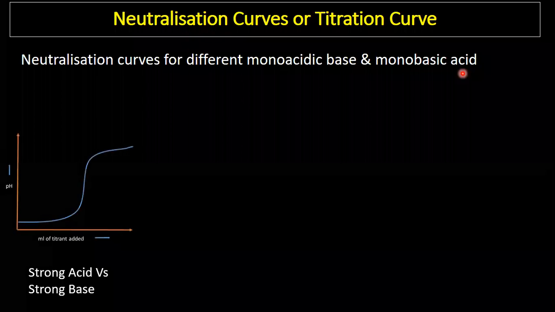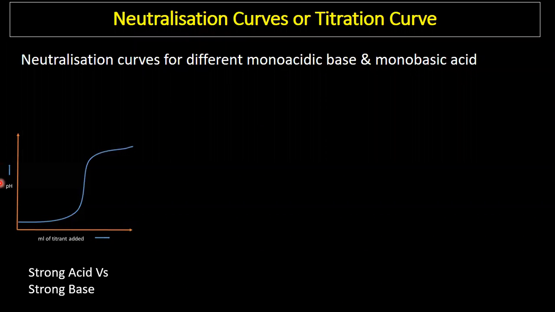So first curve, look at the left corner. This curve is for the strong acid versus strong base. This is an S-shaped curve.